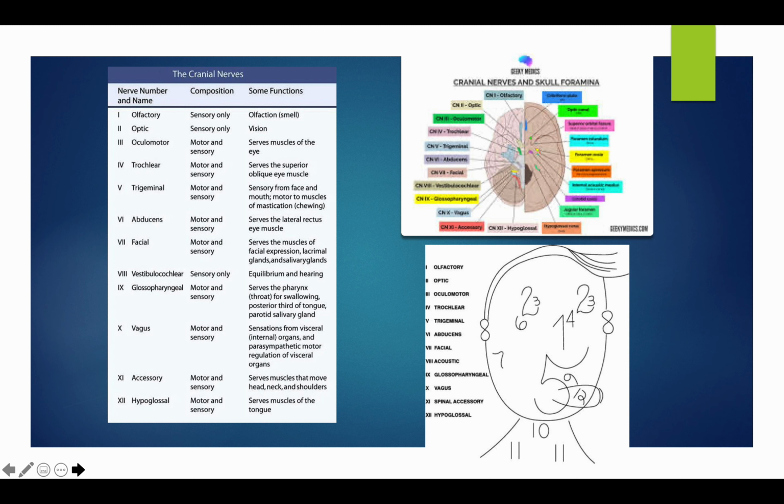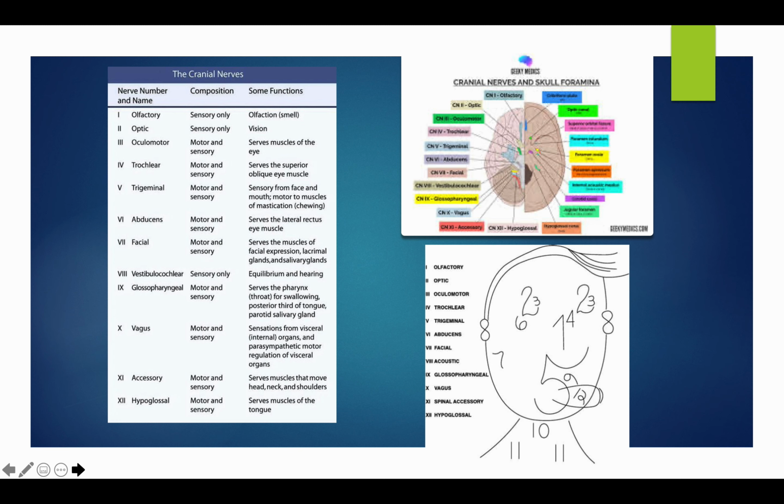Cranial nerve 10 is your vagus nerve, which is motor and sensory, sensation for visceral internal organs, and parasympathetic motor regulation of visceral organs. Cranial nerve 11 is your accessory, which is motor and sensory, serves the muscles that move your head, your neck, and your shoulders. So you're going to assess for the rotation of their head and shoulder shrug. And cranial nerve 12 is your hypoglossal, which is motor and sensory, serves the muscles of the tongue to show if there's any deviation. You'll have them move their tongue from side to side and see if there are any deficits with their tongue.